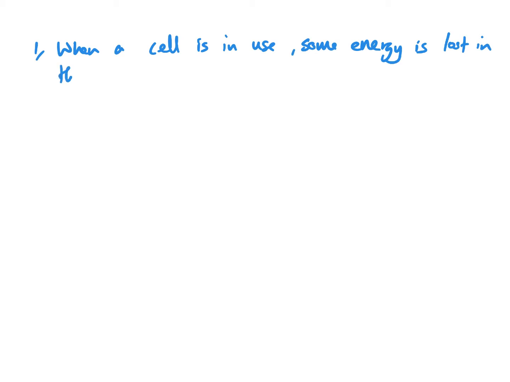So first of all, the concept of internal resistance. When the cell is in use, some energy is lost in the form of heat. You may have noticed this if you touch a battery once it's been used for a wee while.